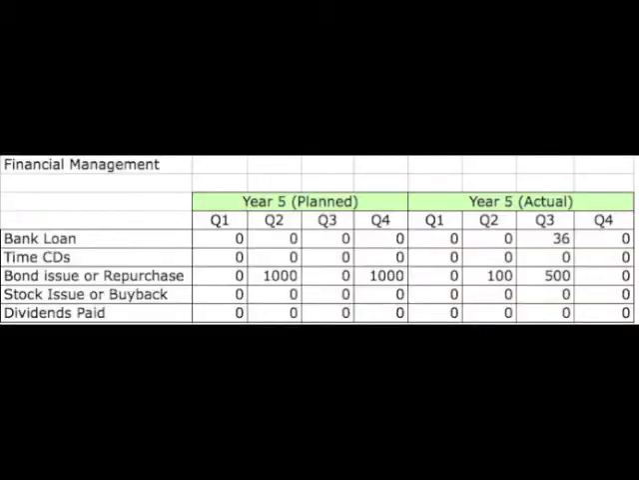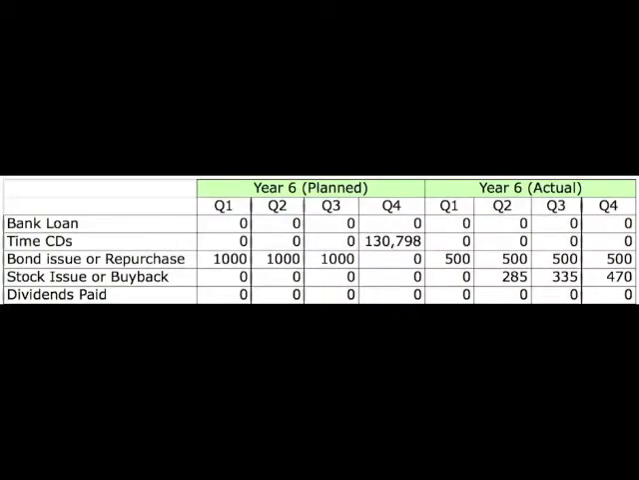Hi, my name is Vivian Zhang, and I will talk about the actuals versus planned numbers for financial management. We have projected bank loans to be zero throughout year 5 and year 6. We have actual bank loans of $36 million in year 5, quarter 3.